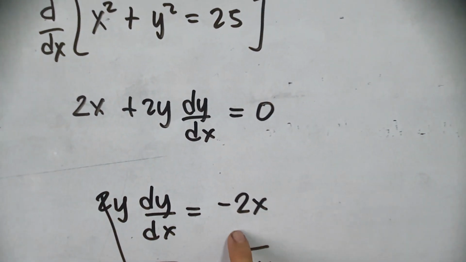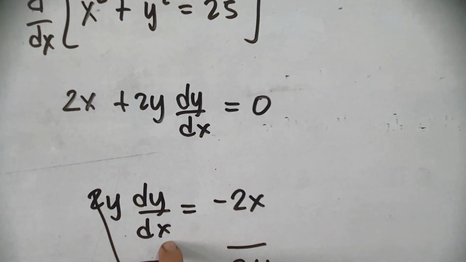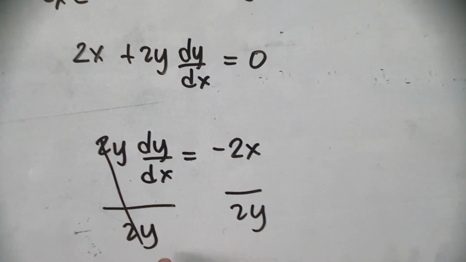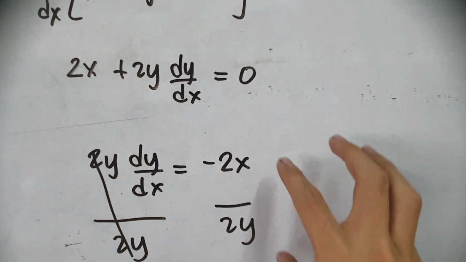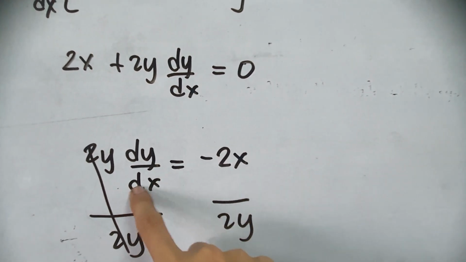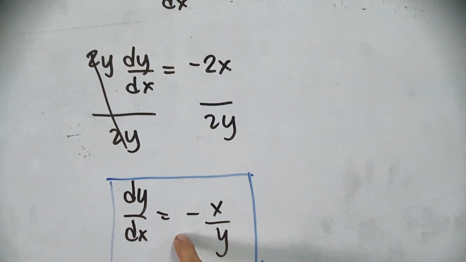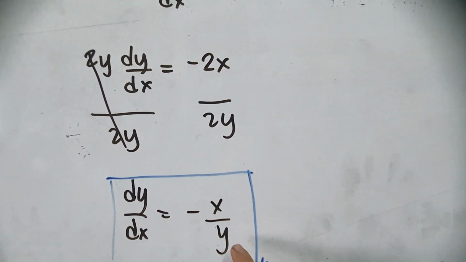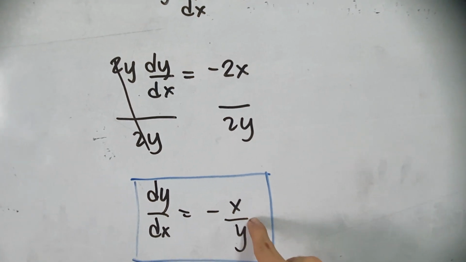So we now have negative 2x. To find dy over dx alone, we need to get rid of 2y, so that is why we're going to divide both sides by 2y. Canceling 2y, we now come up with dy over dx, which is equivalent to, we canceled out 2, so we now have negative x over y. This is the first derivative only.